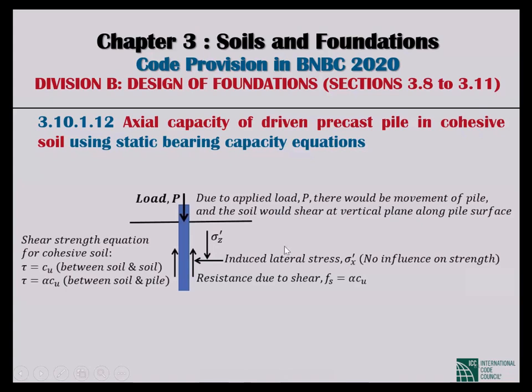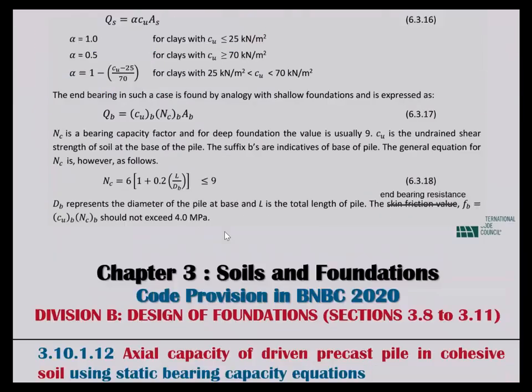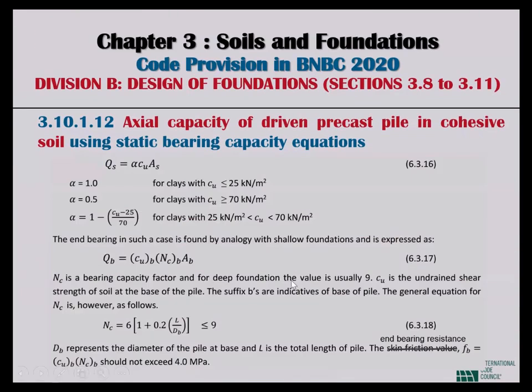So in BNBC, it is recommended that you consider this alpha value. Could you get my point? It is all written over there. I think there is a printing mistake in the BNBC: it would not be skin friction, it would be end bearing.